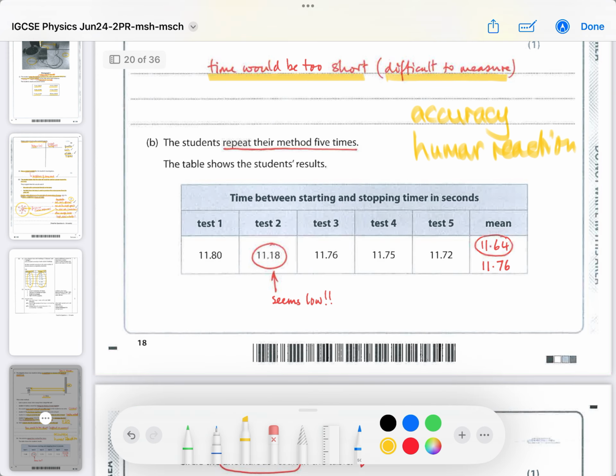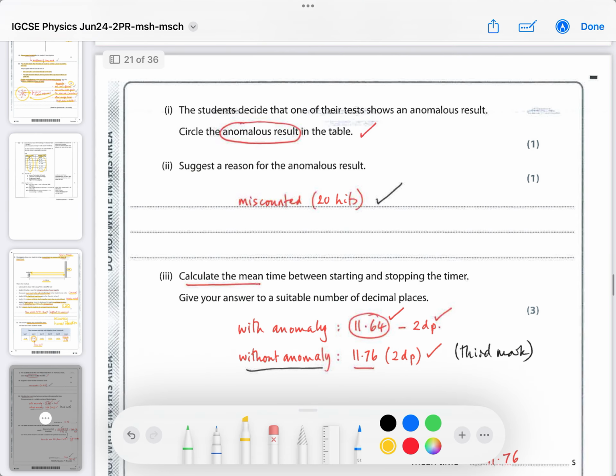So here's the data. They repeated it 5 times, and you notice that one piece of data is different from the others, which are in a very narrow range. So if you include the anomaly, the mean is 11.64. If you remove the anomaly, the mean would be 11.76. So it depends how you decide to use your data. So circle the anomalous result in the table, 1 mark.